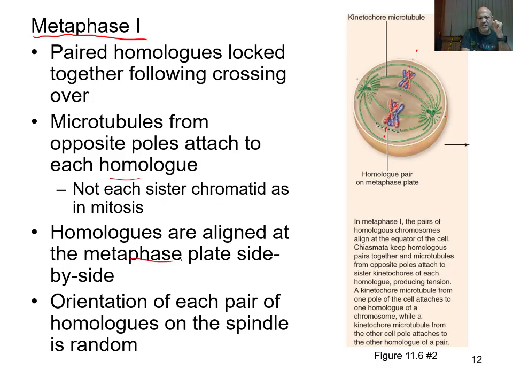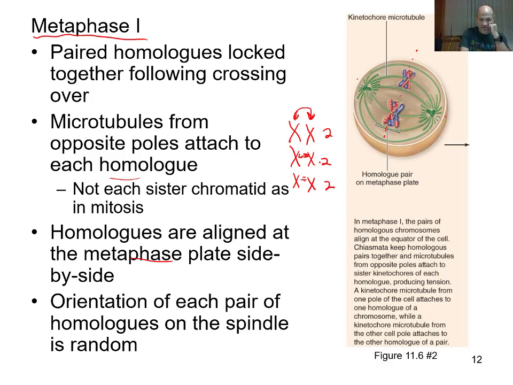The homologs are going to line up at the metaphase plate side by side, and the orientation of how the paternal and maternal line up is a random thing. If we look at a simple case where, instead of 23 pairs, you're going to have just 3 pairs, 6 total, this chromosome right here could have lined up on this side. So it's one side or the other, the same for the other two. Each pair has 2 possible positions that they can line up.